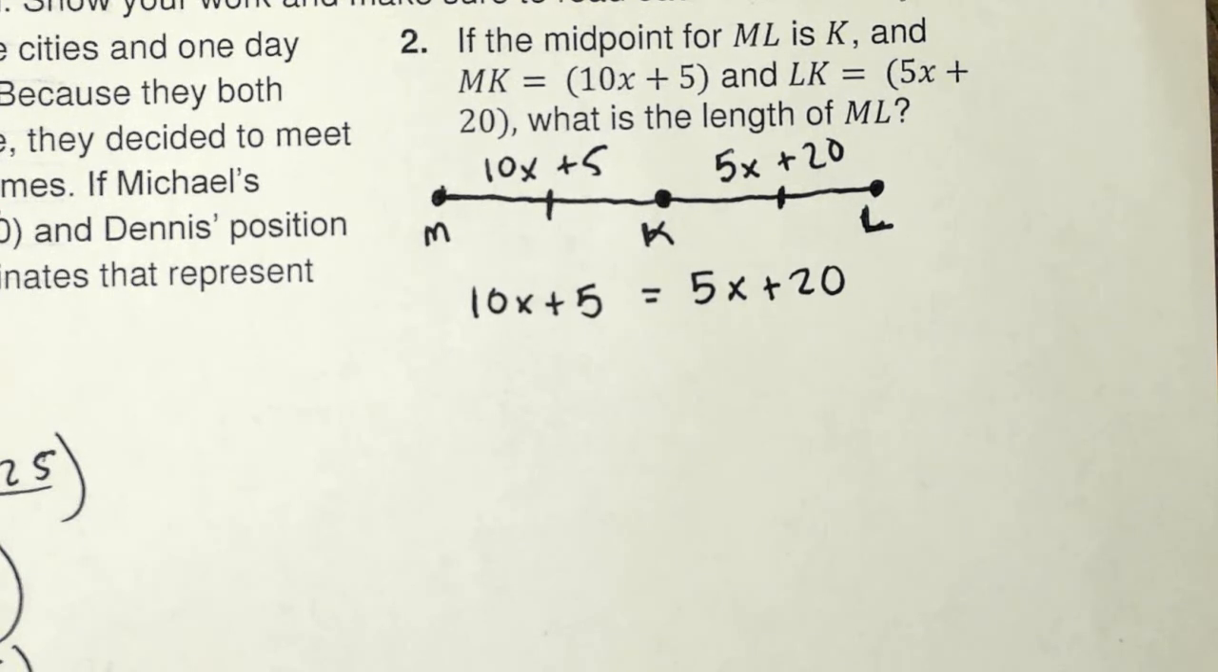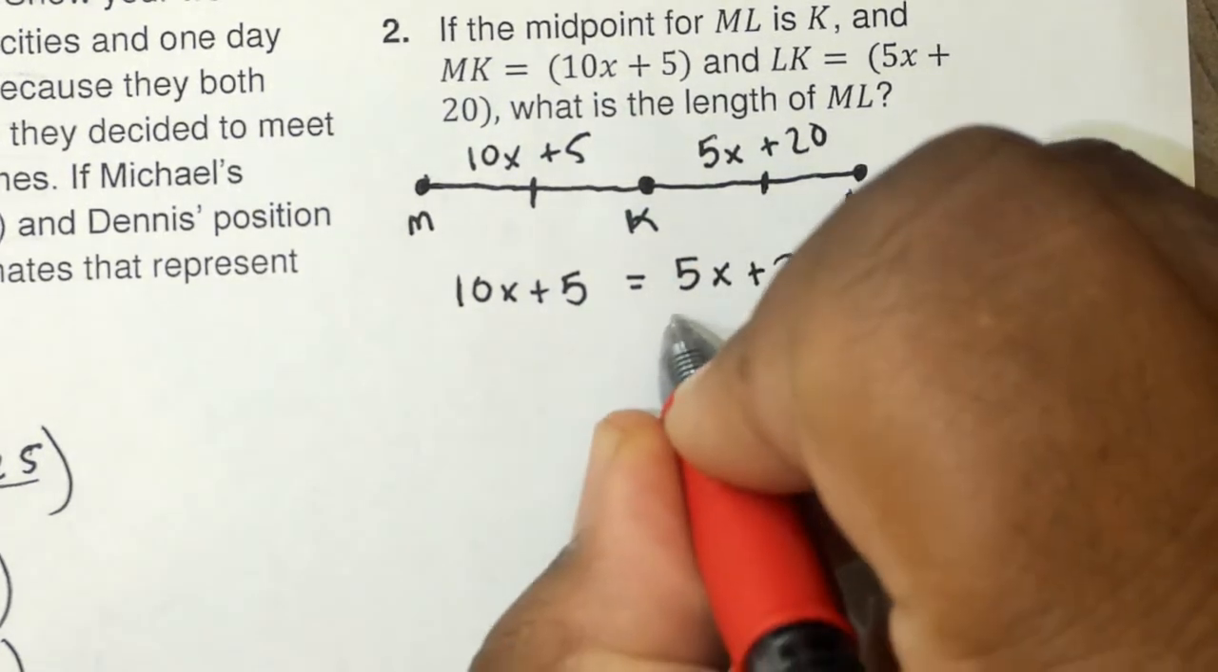Alright, so this will be our equation. 10x plus 5 equals 5x plus 20. And then we solve. I'm going to do this quick because this should be easier for everybody.